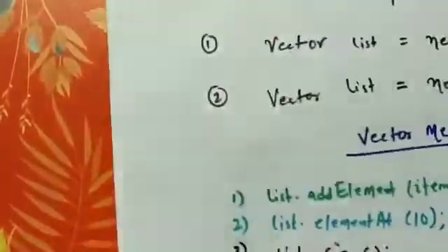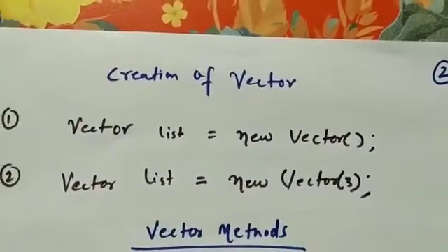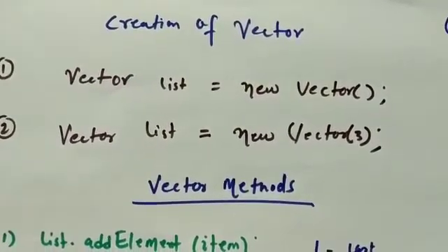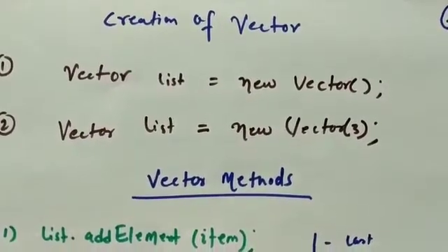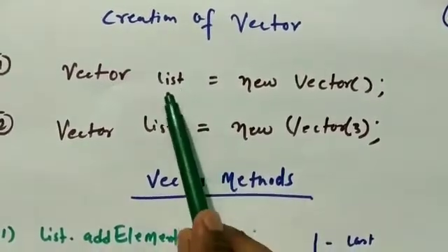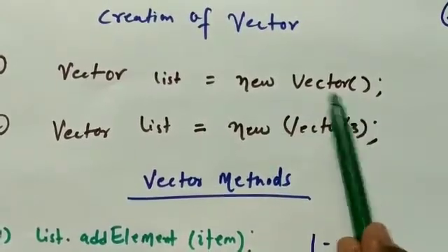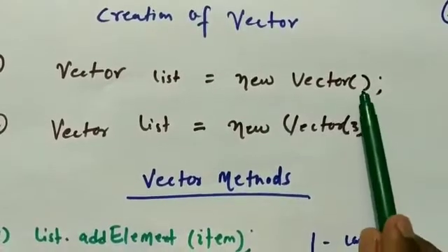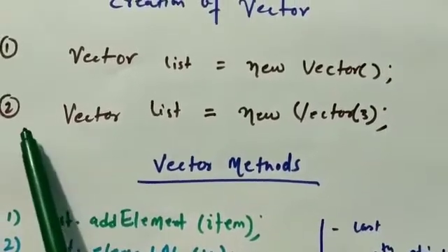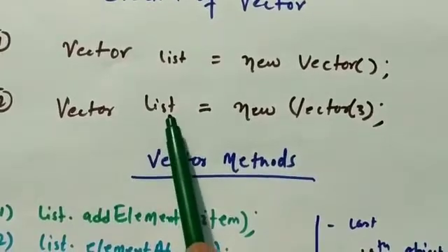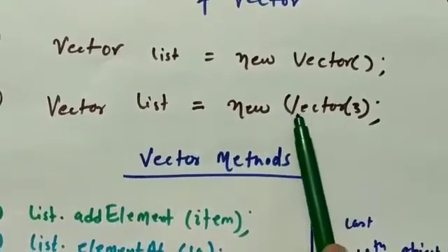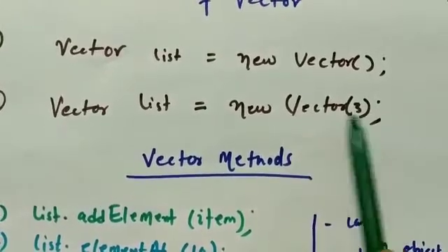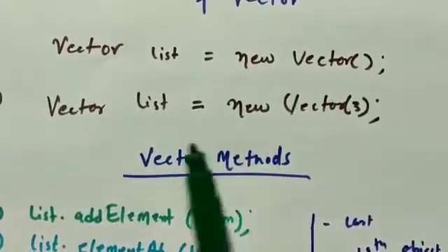The next point is the creation of a vector. How do we create a vector? There are generally two ways of creating a vector. The first one is Vector with a vector object, and new is a keyword. Here we are defining the vector without a size, so by default the size is 10. The other way is the vector object new Vector with size 3. Here I have defined the size as 3. So generally there are two ways of creating a vector.